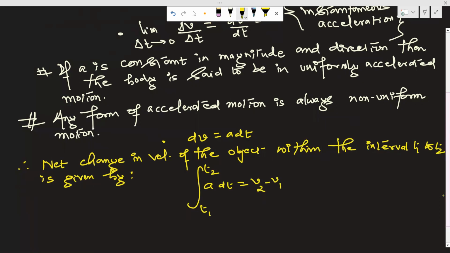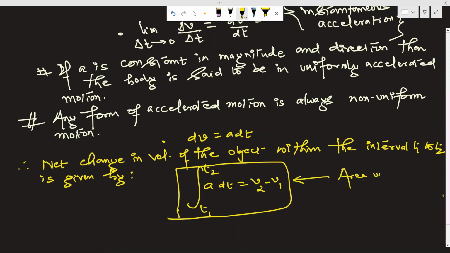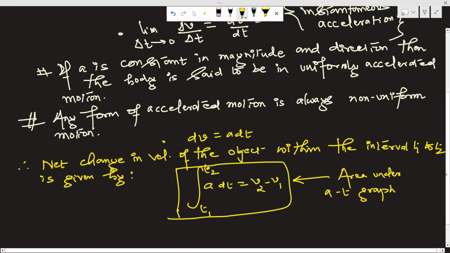And we know that whenever we do definite integration we get area under the graph, so this will be equal to area under acceleration time graph. तो remember जिस तरीके से displacement is given by area under velocity time graph, वैसे ही change in velocity is given by area under acceleration time graph. Is that clear? Yes, sir.